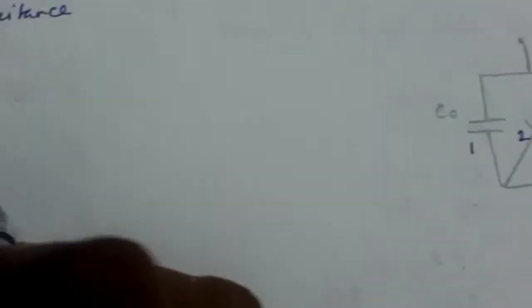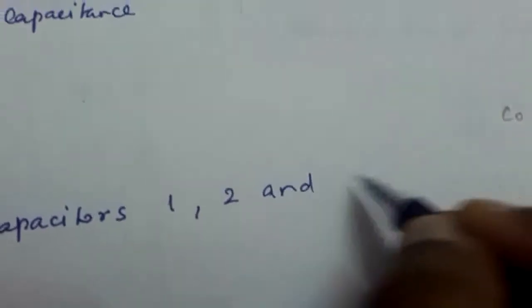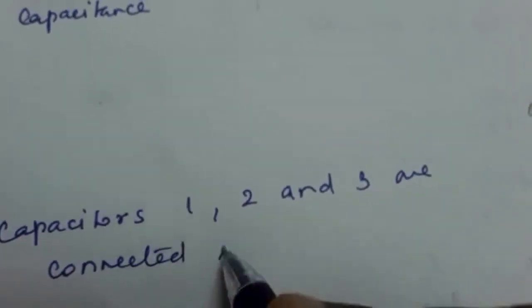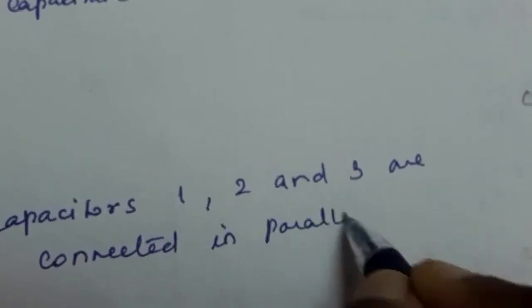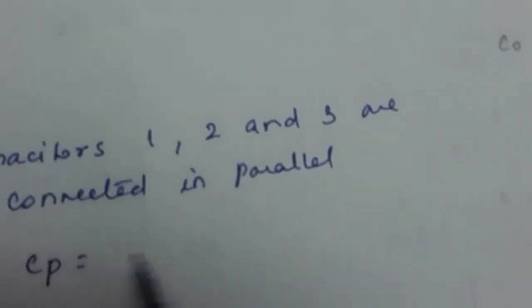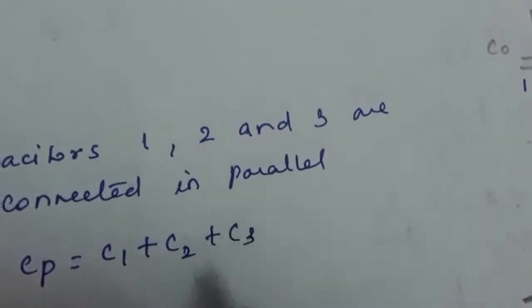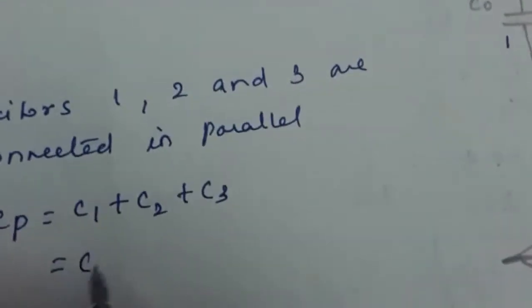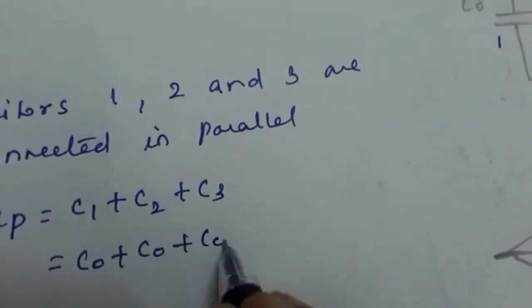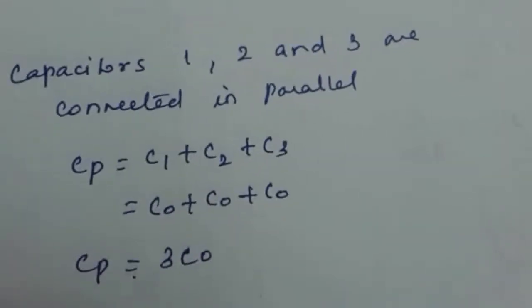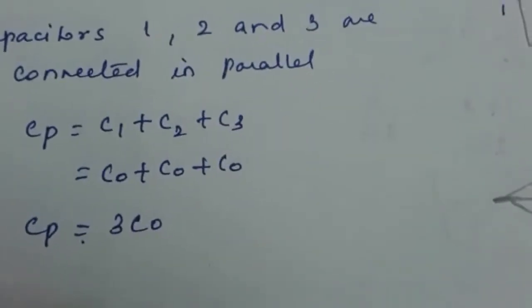So, we can write capacitors 1, 2 and 3 are connected in parallel. So what is your equivalent capacitance? Equivalent capacitance Cp is equal to C1 plus C2 plus C3. All are having equal capacitance value as what? C0 plus C0 plus C0. So what is the value? 3 C0. So your resultant capacitance is 3 C0.